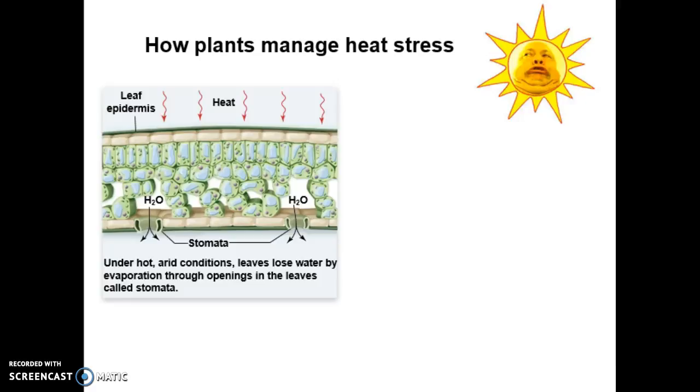So what will happen here, the water is diffusing out of those leaves, and that's not a good thing for the plant, because if they can't draw in enough water through the root system, they're going to dehydrate. Water is essential for photosynthesis.